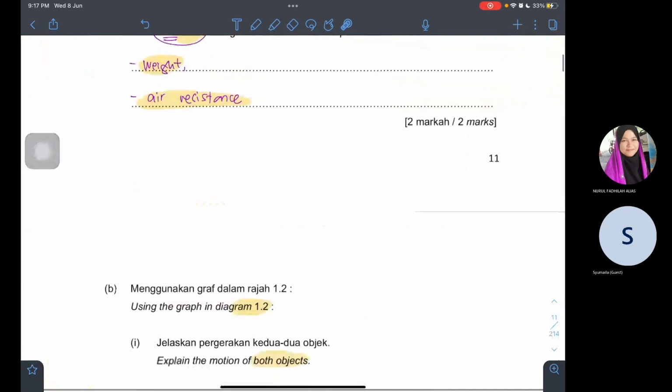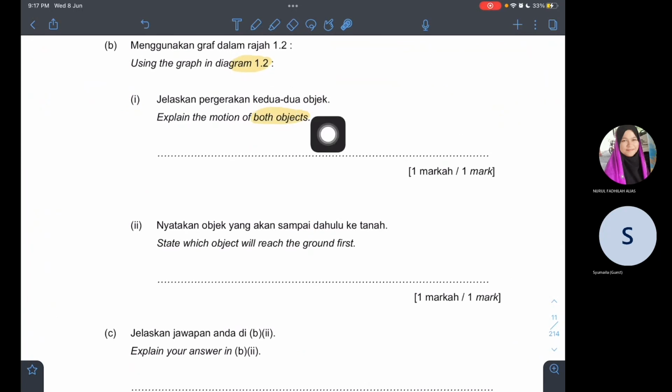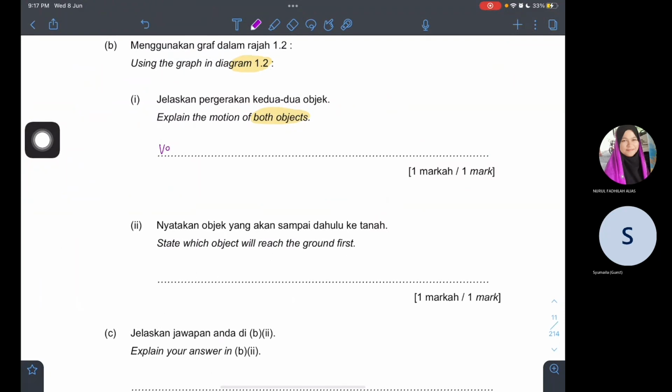So we can conclude, for both objects, how do you explain the motion? For both objects, we say both of them, velocity increases. Until when does velocity increase? It increases until it becomes constant. Okay.